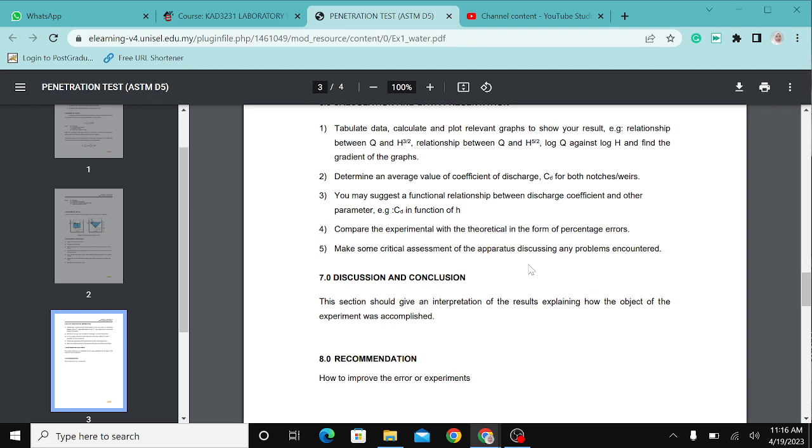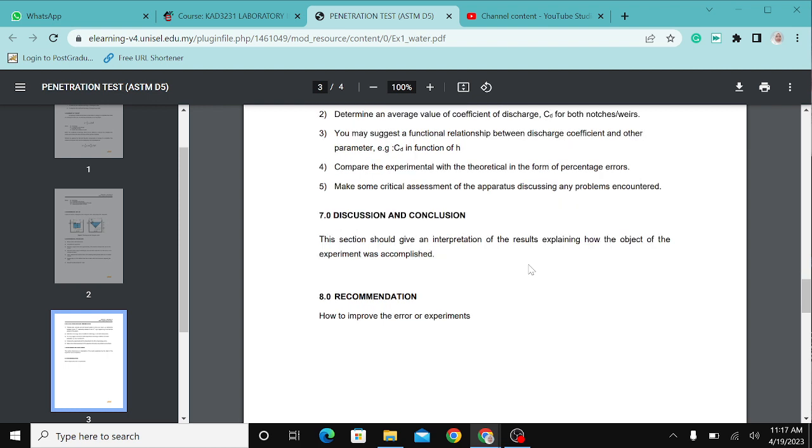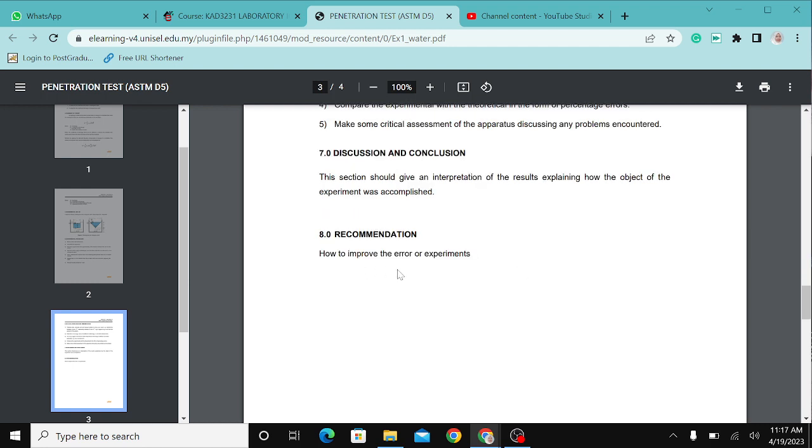Then provide some critical assessment or discussion. Whatever you have before this, you need to include the summary and end with the conclusions. Last, provide some suggestions for improvement as the last part, so that we can get better results.